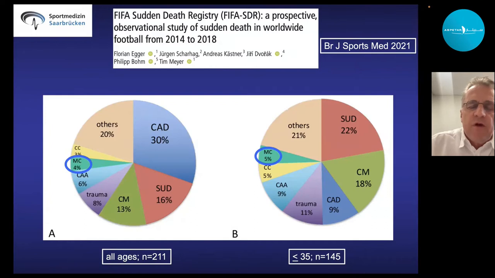So what is true now? Maybe a look into the worldwide FIFA registry can help. You can see on the left-hand side the data from all ages. That means older players are included, but we should possibly rather focus on the right-hand side of the slide, where the players under 35 years of age are summarized. And again, we have a percentage of myocarditis that is in the range of 5. So possibly there are either differences between countries or differences in the diagnostic process. At least there is a relevant percentage of myocarditis following infectious diseases, not just in athletes, but also in football players.